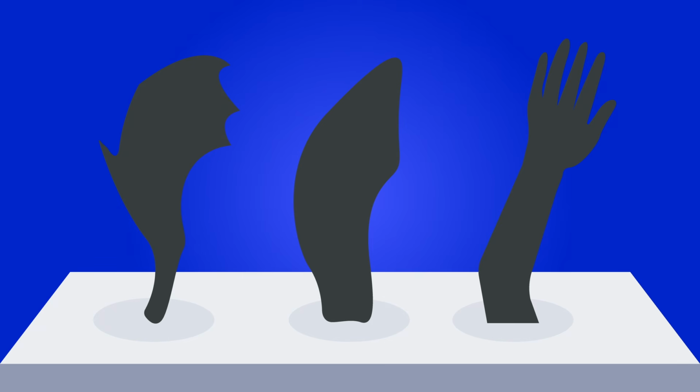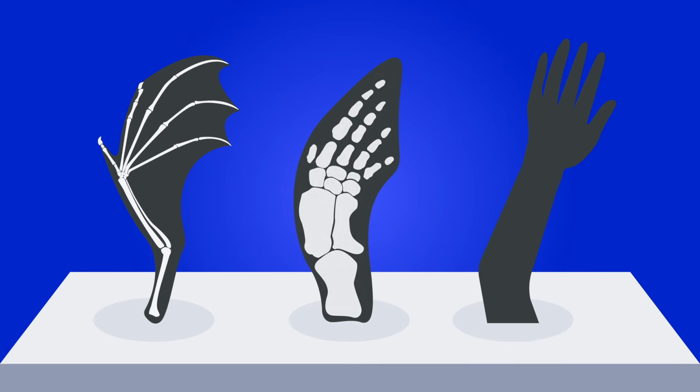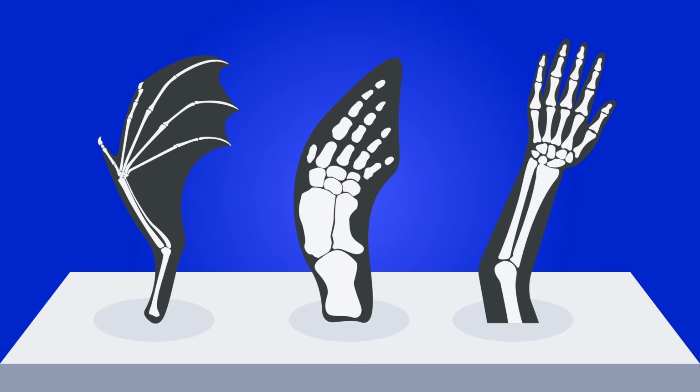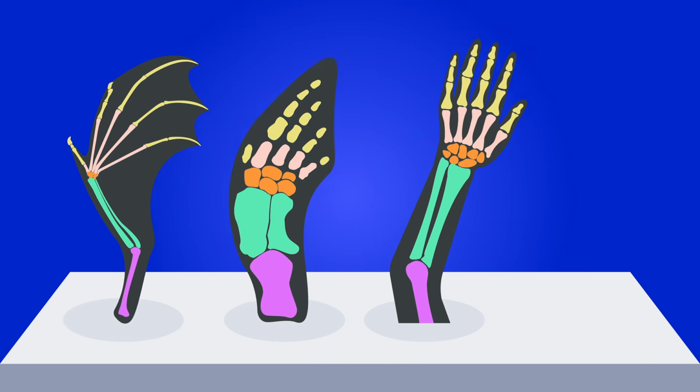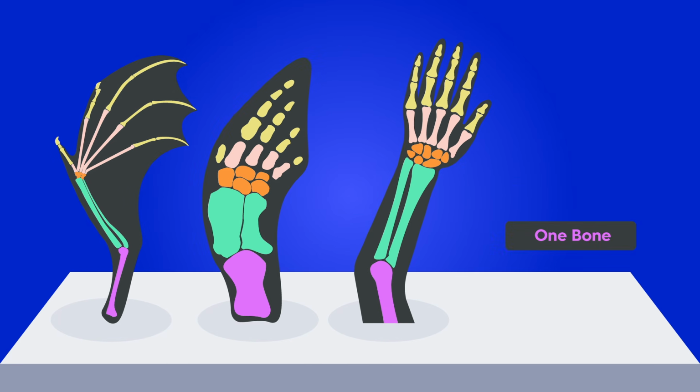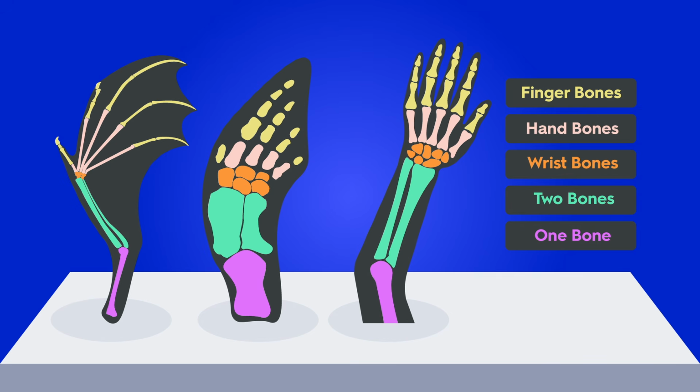Here's the surprising part. A bat wing, a dolphin flipper, and a human hand look different on the outside, but their bone patterns line up in a similar order. If you look closely, that shared pattern becomes easy to spot. You can spot one main upper bone, then two lower bones, then wrist bones, then hand bones, and then finger bones. The sizes change, but the pattern is familiar.